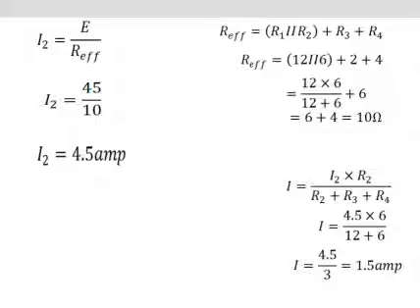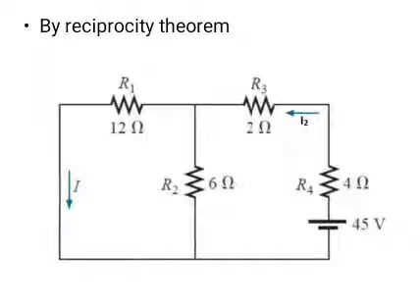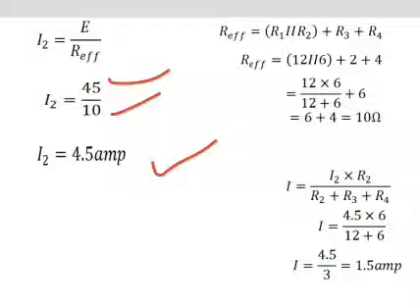12 into 6 divided by 12 plus 6, that equals 4, plus 2 plus 4, that equals 10 ohm. So effective resistance equals 10 ohm. You know the value of E also. That means the source voltage E equals 45 volts. So 45 by 10, that equals I2 equals 4.5 amp.